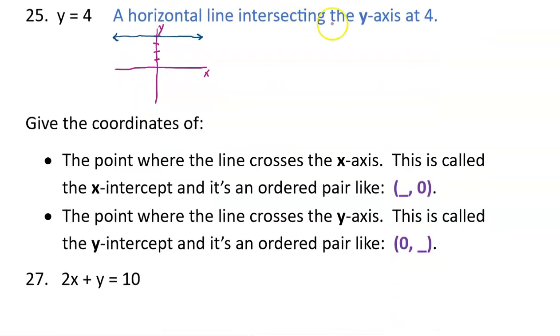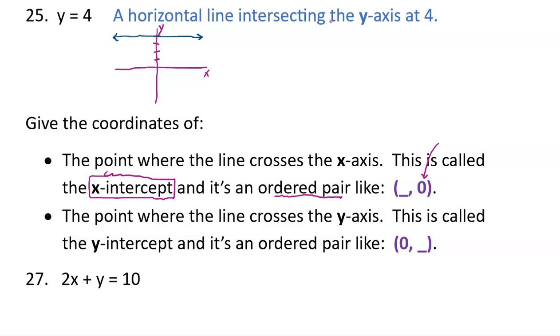Now the next set, here are the directions. Give the coordinates of two different points. First, we're asked for the point where the line crosses the x-axis. This has a name. This is called the x-intercept point. The x-intercept point is going to have an ordered pair, and because this point is on the x-axis, the y-coordinate of the point is always going to be the number 0. So when you're asked to figure out what the x-intercept is, you're looking for an ordered pair, so two numbers in parentheses with a comma between them, and the second number is going to be a 0.